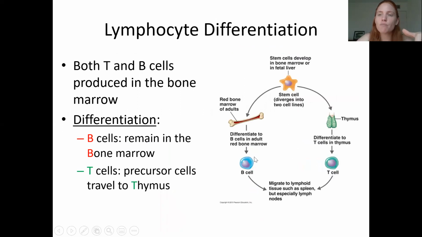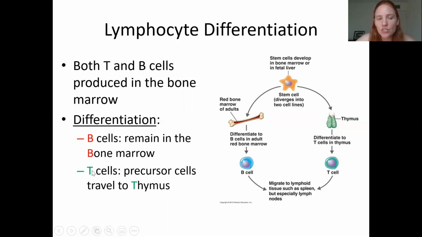So the name comes from where they finish off that differentiation. The B cells are going to be made in the bone marrow, but then they stay in the bone marrow and they become B cells in the bone marrow. So B stands for bone marrow.